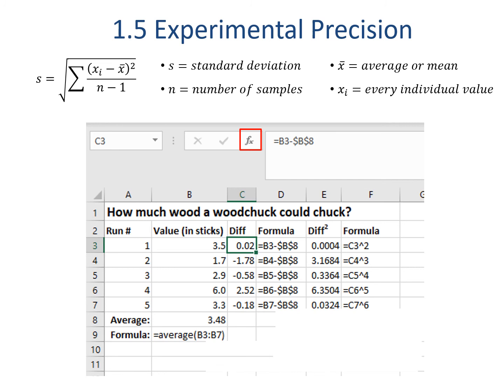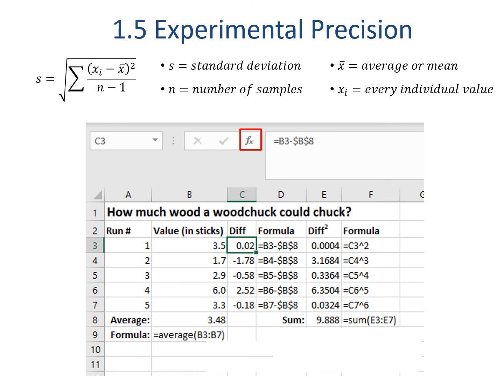You can also just put a $ sign in front of one part. If you want to change the column but not the row or vice versa, you could do $B and just 8, or you could do B$8. Anyway, we have all of the squares now, and we can use a formula for sum to add them all up. There it is.